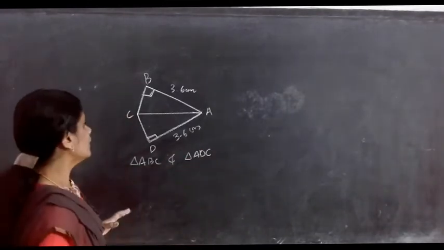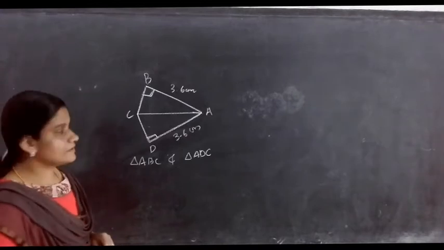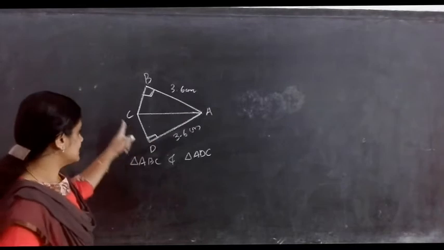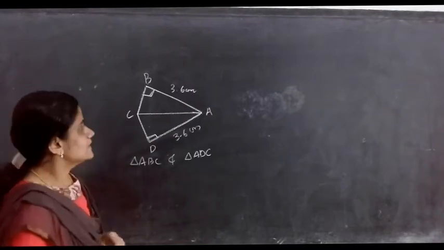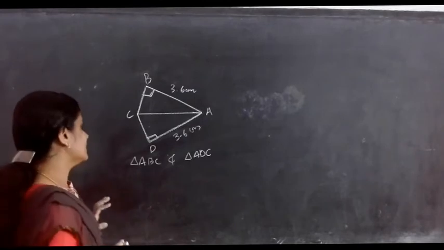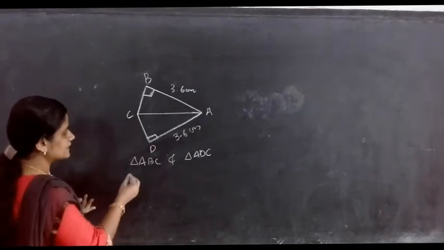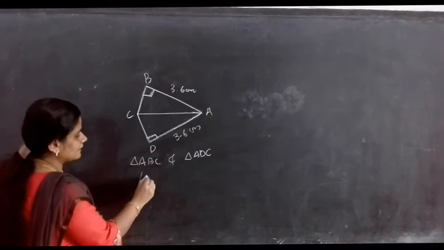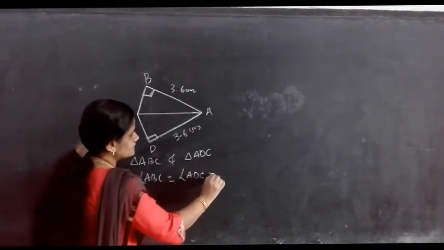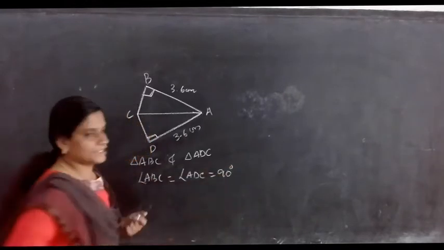Okay, children, can you find two triangles over here? Yes, ABC is one triangle and ADC is another triangle. Both are right angle triangles. We can tell from this figure, angle ABC is equal to angle ADC equal to 90 degrees.